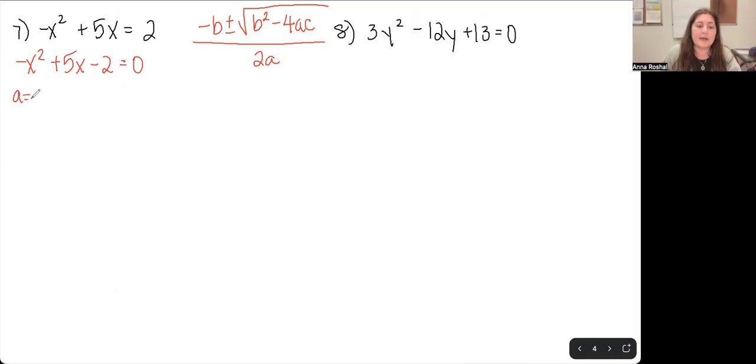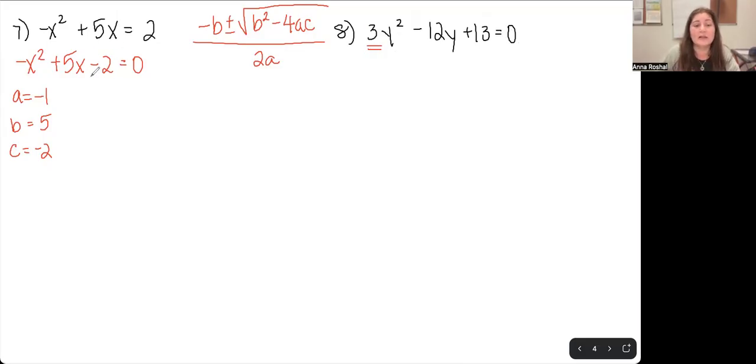I also know that my A is negative 1, my B is 5, and my C is negative 2. So before we continue with this, one of the times that I would absolutely use the quadratic formula is when my A is a number other than 1, kind of like in this situation. I would not even attempt this. I would just go straight to the quadratic formula.